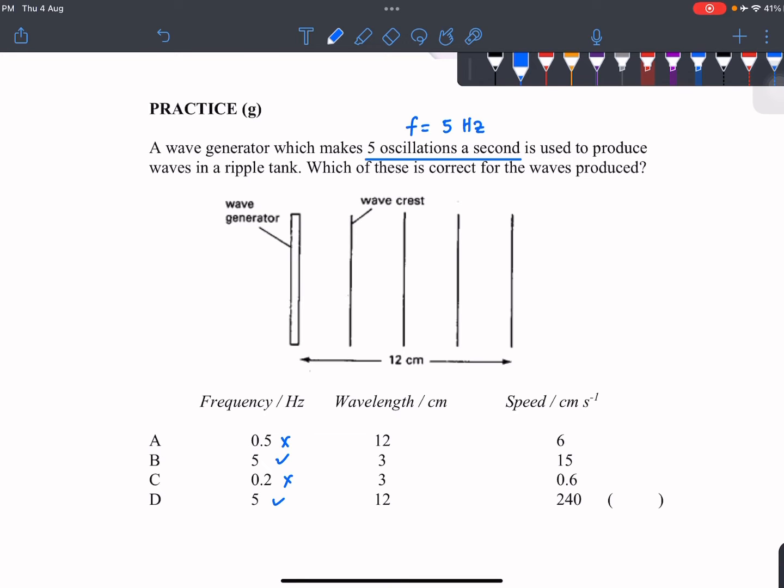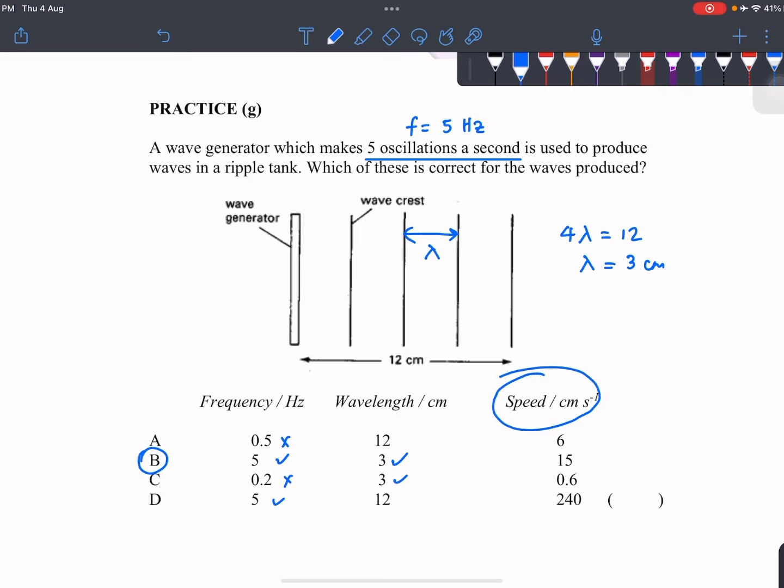Next, let's take a look at the wavelength. Over here, we can take a look at this wave. We have 5 wavefronts. I'm looking for the distance between two crests. So how many wavelengths are there? 4 wavelengths is equal to 12 cm, so 1 wavelength is equal to 3 cm. You can say that the answer is B already, but just to double check, v equals f lambda, 5 times 3 is 15. So the answer is B. This is for practice G.